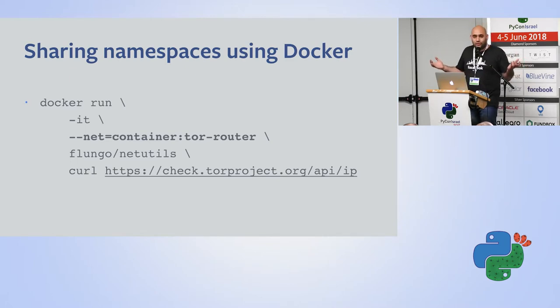Because when you're running new containers, Docker creates the namespaces and cgroups for you automatically. So we're opting out of a new network namespace creation for this particular container. And I'm using a different container for this one called Flango NetUtils, which just gives me the curl command as part of Docker. So what I'm doing here is I'm running a new container, reusing the Tor router network namespace and running curl against an API for the Tor project that just returns a JSON that tells you two things, basically. One thing is your IP address. The second is a Boolean flag indicating are you coming from Tor or not. So basically, this will be our test for making sure that this indeed works as intended.